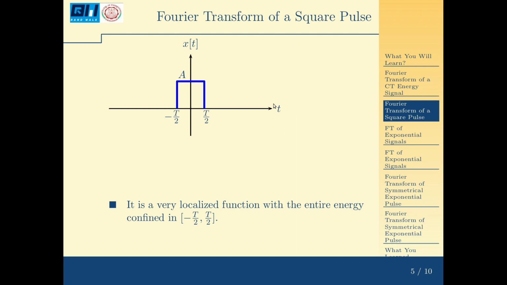Now let us compute the Fourier transform of a square pulse. This has a height or amplitude of A and a width of T that is symmetrically placed from minus T by 2 to T by 2. Everywhere else is 0. If you look closely into this function, you can see that the energy in the signal is completely localized from minus T by 2 to T by 2. Everywhere else the energy is 0. So this is an extremely localized function in time. So let us compute the Fourier transform and let us appreciate that.